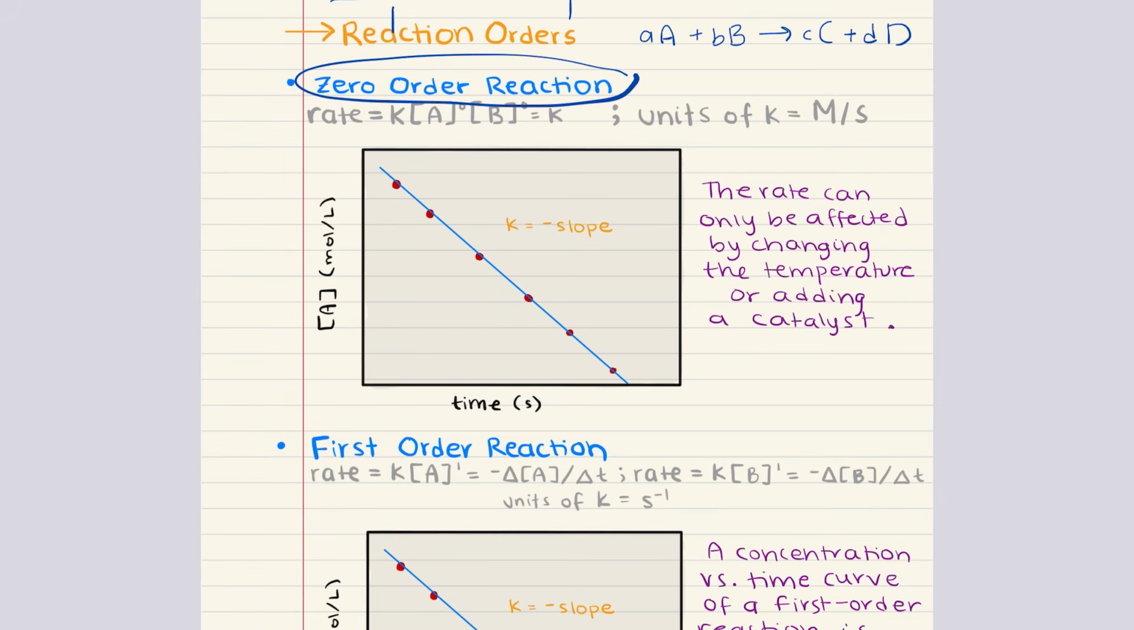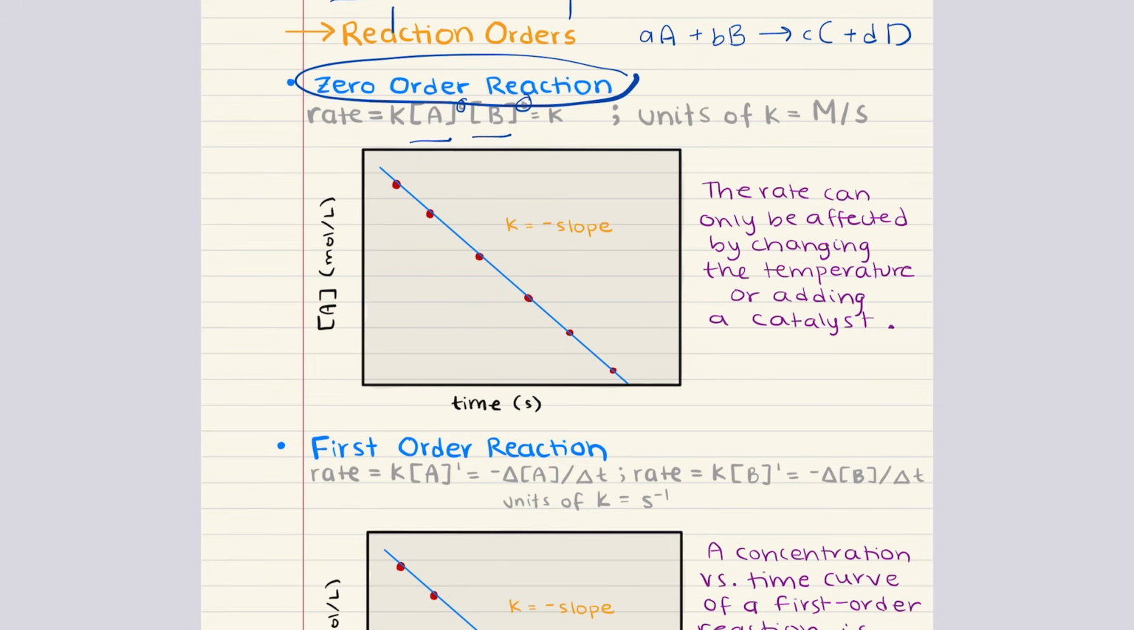A 0 order reaction is one in which the rate of formation of the product is independent of the concentration of the reactants. So this means that changes in the concentration of A and B do not affect the reaction rate. The rate law for a 0 order reaction is equal to K multiplied by the concentration of A raised to the 0 power, concentration of B raised to the 0 power. And anything raised to the 0 power is just 1. And here, K is going to have units of molar per second.